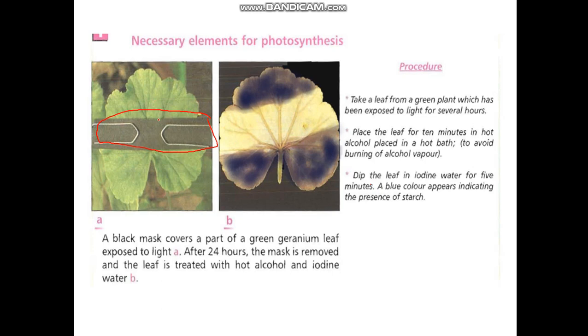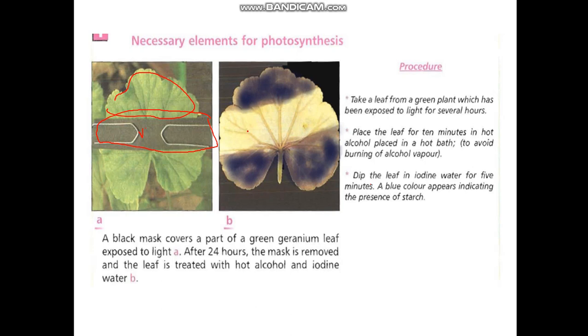So they put the black mask here to study the importance of light. I asked you, what is the variable factor here? In the middle part, the variable factor is light. Why? Here the middle part is deprived of light, and the edges are exposed to light. So the variable factor is light.